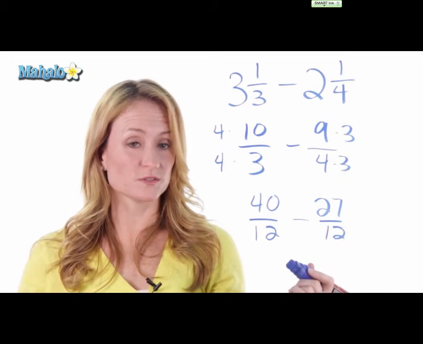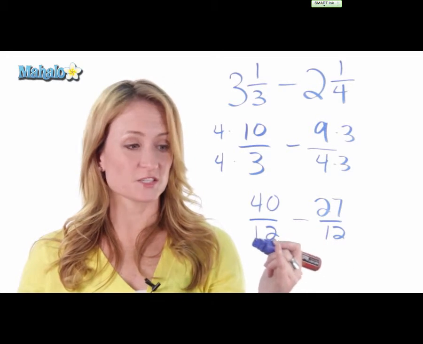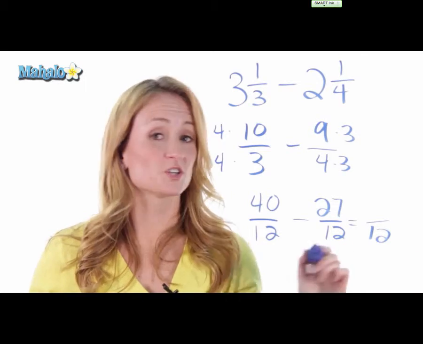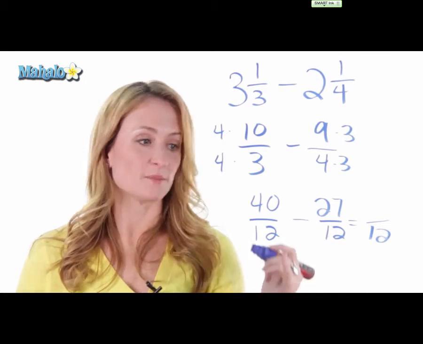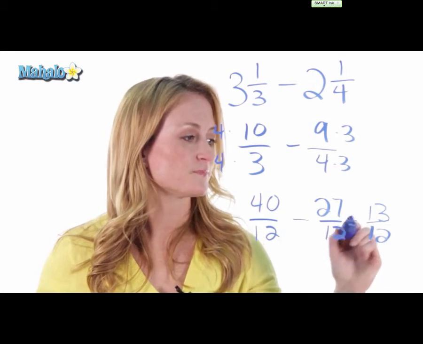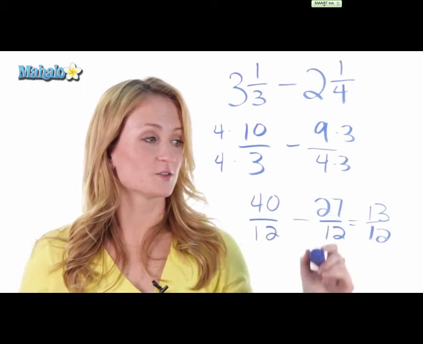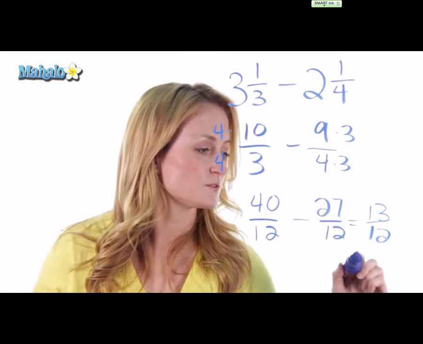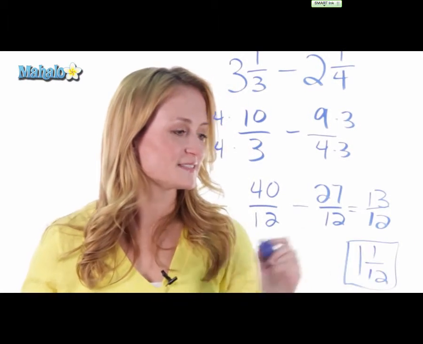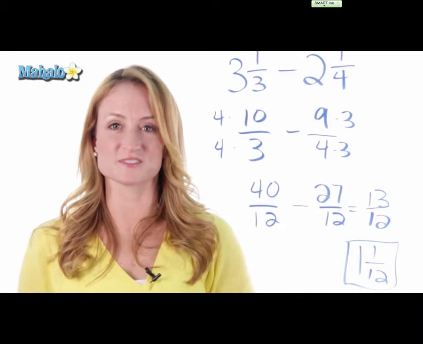And you remember that the rules of adding or subtracting fractions is you leave the denominator the same, and you just subtract or add the top. So in this case, we're going to subtract. So 40 minus 27 is 13. And we also know how to turn a fraction into a mixed number. So this 13 over 12 would reduce to 1 and 1 over 12. And that's how you add or subtract mixed numbers.